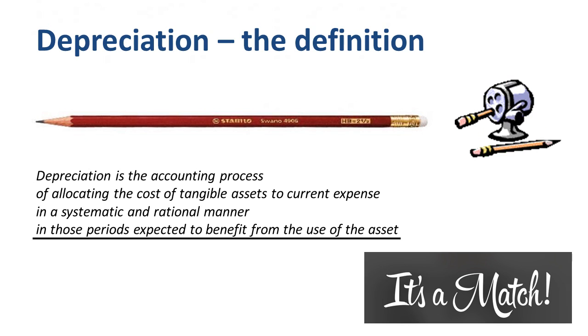Depreciation is often referred to as a non-cash expense. The cash was spent when we bought the asset. Depreciation allocates the value of the asset over the years in which we use it. We don't pay depreciation to anyone.